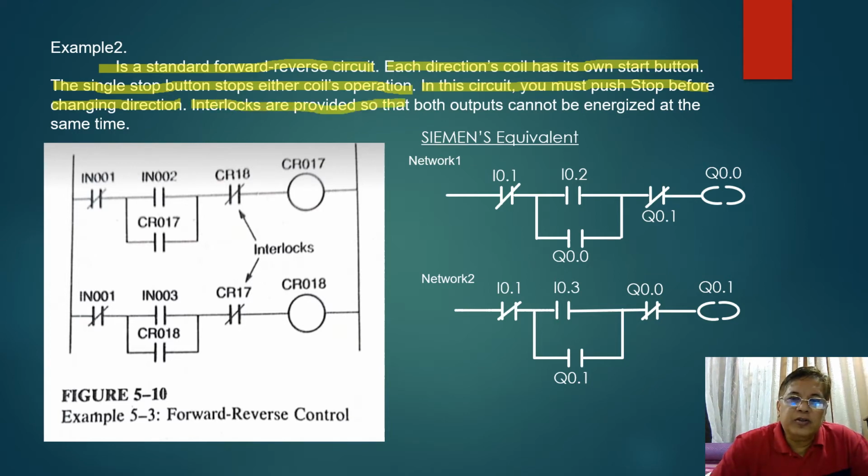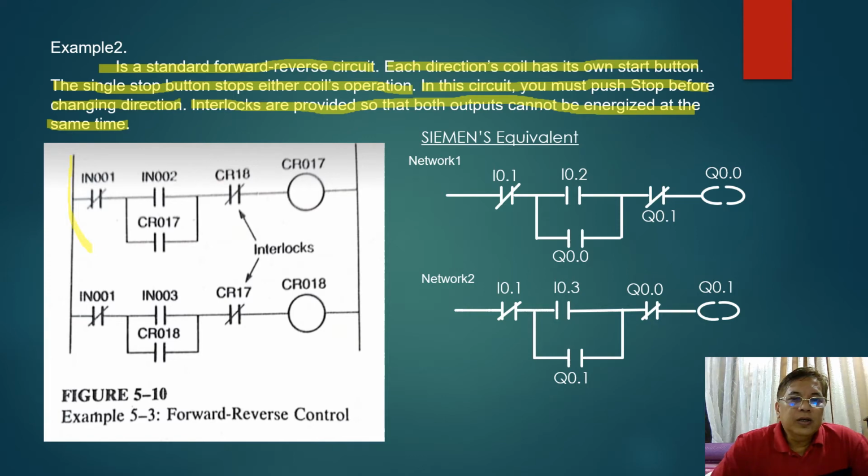Interlocks are provided so that both outputs cannot be energized at the same time. So in other words, the interlocks here are provided in order to prevent the outputs of both forward and reverse from being energized together. So it cannot be that you are forward and at the same time reverse. If it's a motor, there is a possibility that your motor will burn. So that's our problem. Now, the problem is interpreted using this circuit here.